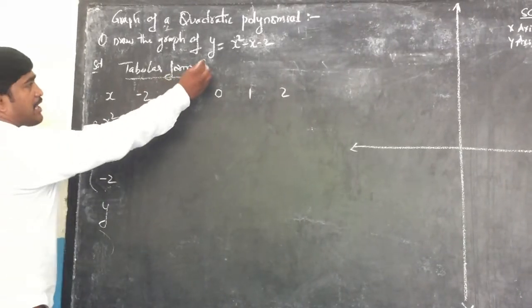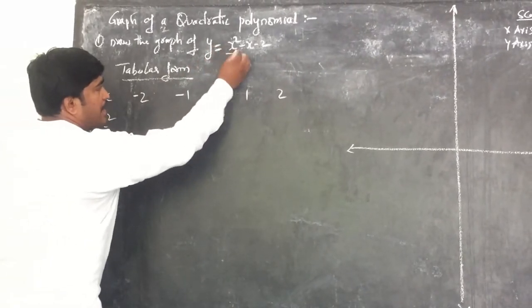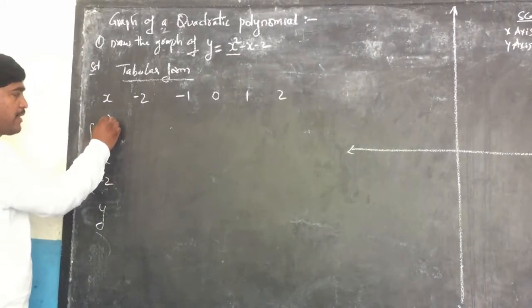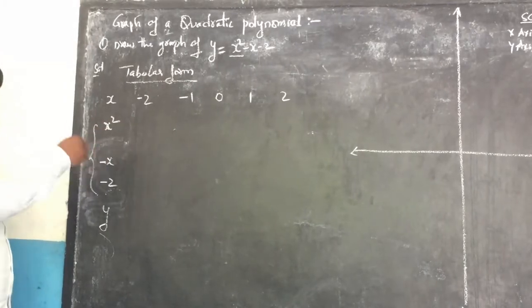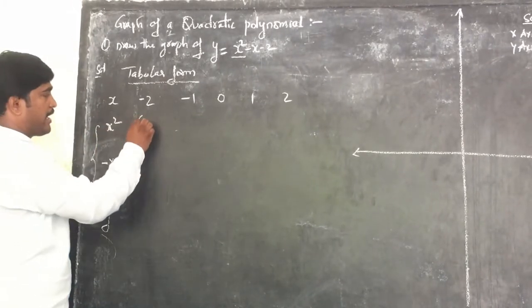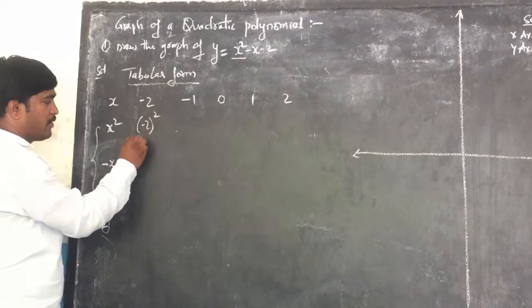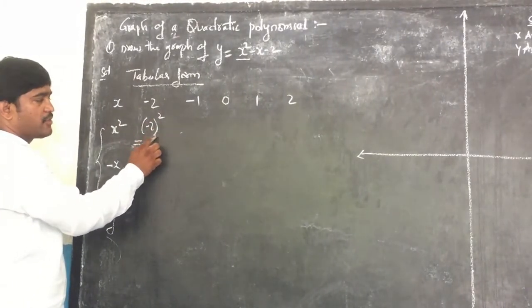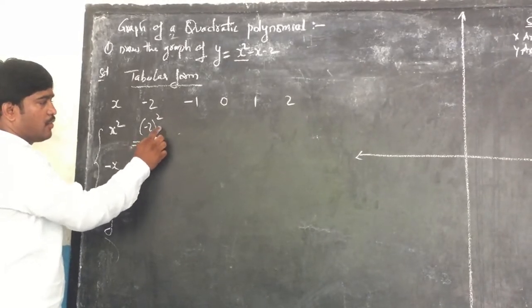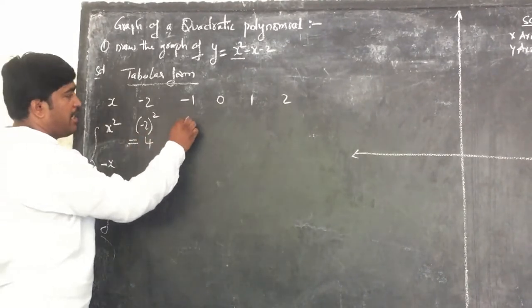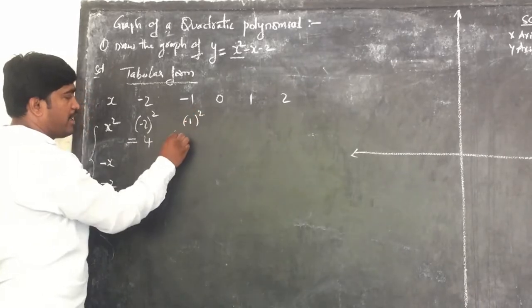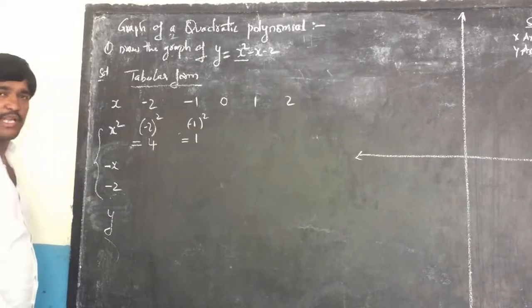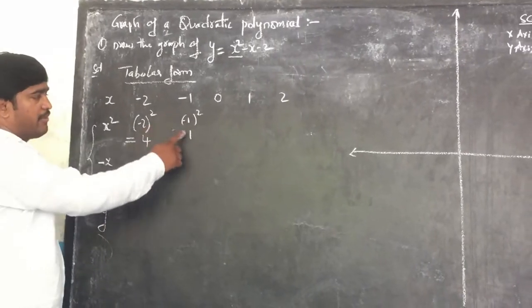Now what is the first term in y equals? It is x squared. What is the square of any term? It is that term multiplied by itself. So I write minus 2 whole square, which is minus 2 into minus 2: minus into minus is plus, and 2 twos are 4. Similarly, minus 1 whole square: 1 square is 1, and minus into minus is plus, so that will be 1.